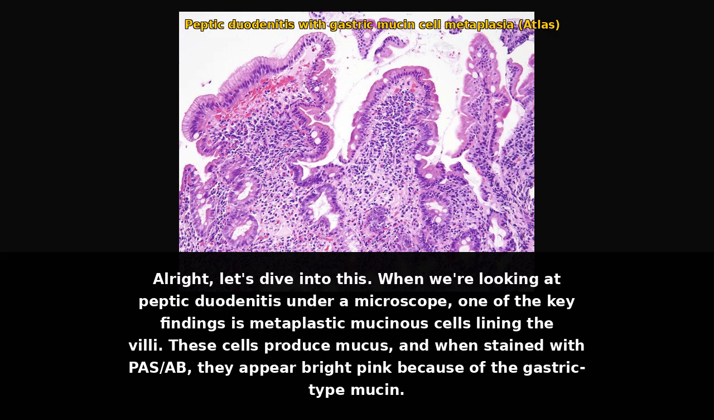All right, let's dive into this. When we are looking at peptic duodenitis under a microscope, one of the key findings is metaplastic mucinous cells lining the villi. These cells produce mucus, and when stained with PAS/AB, they appear bright pink because of the gastric type mucin.